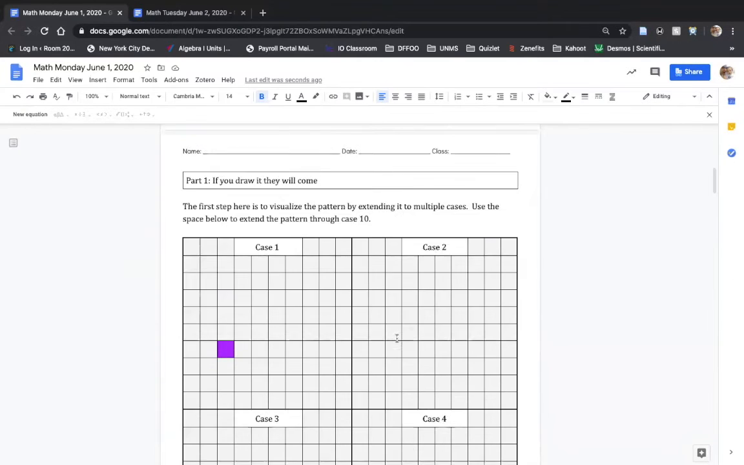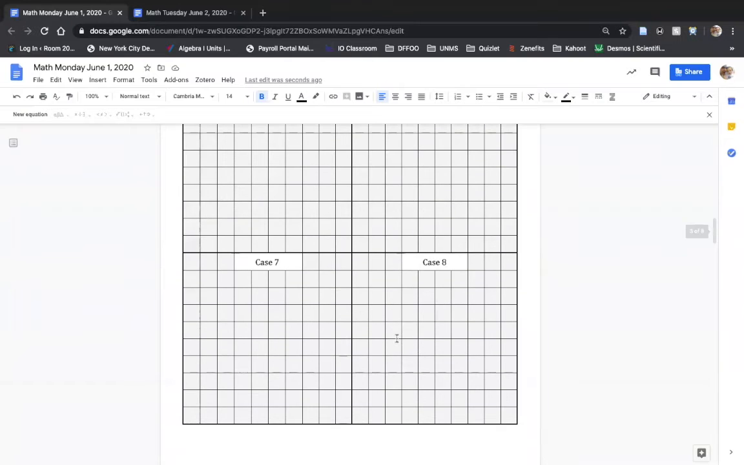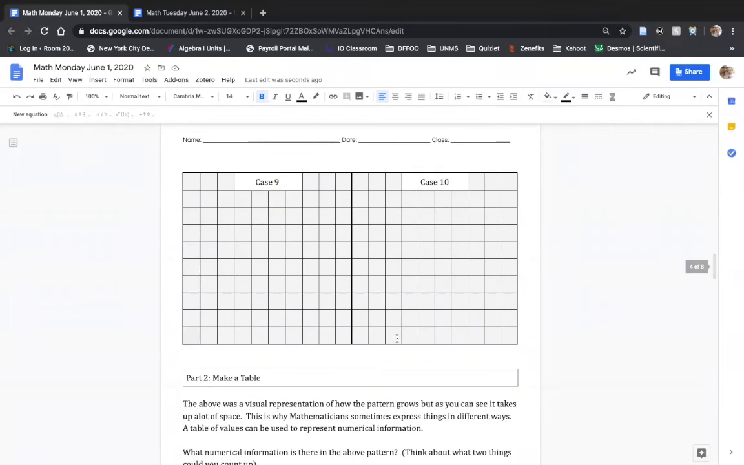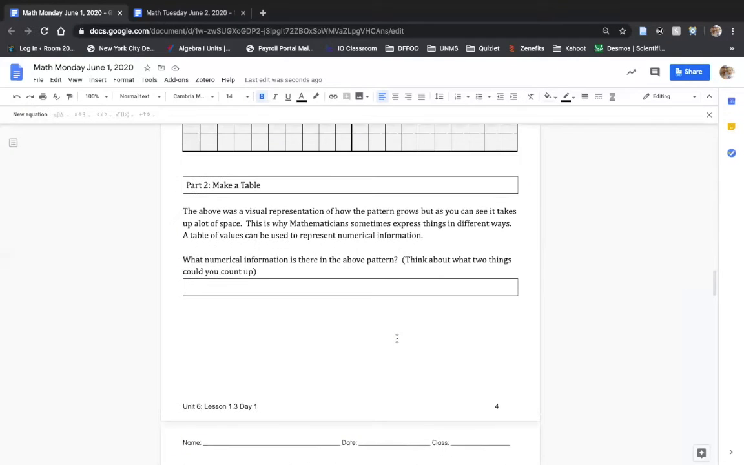So I want you to just write down there, what 2 pieces of numerical data can we keep track of there, right? Pause the video, just write that out in a sentence. Doesn't have to be anything too fancy.